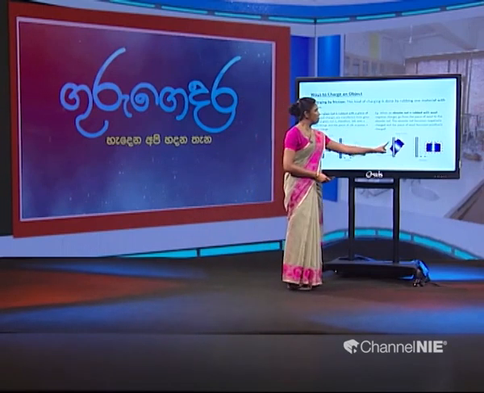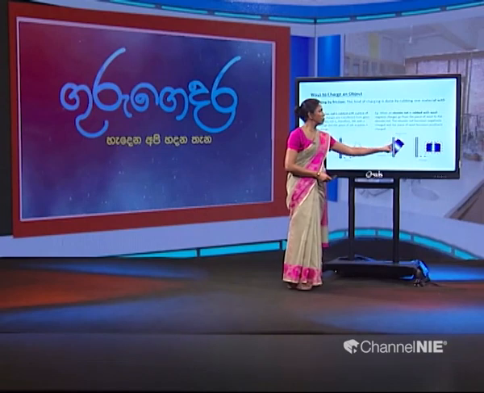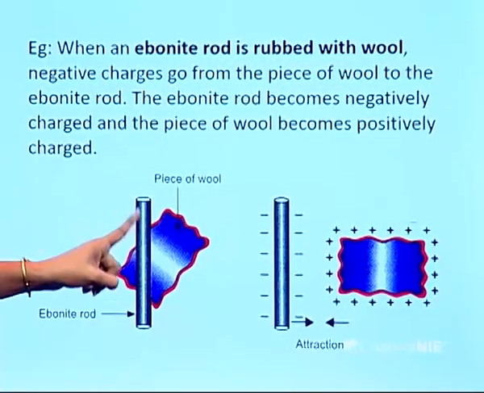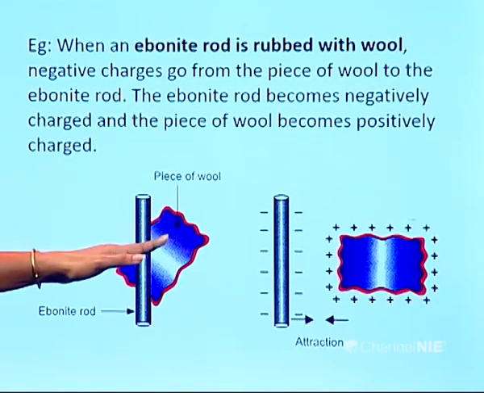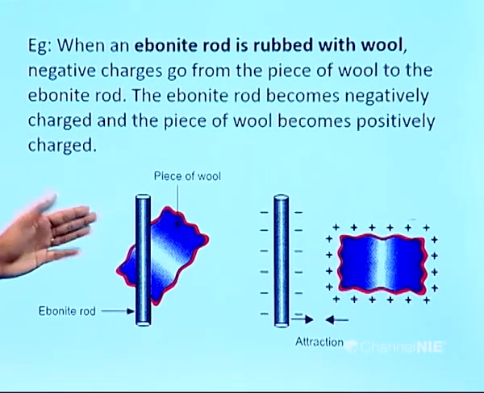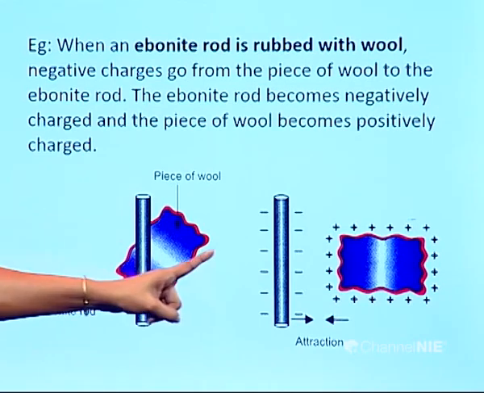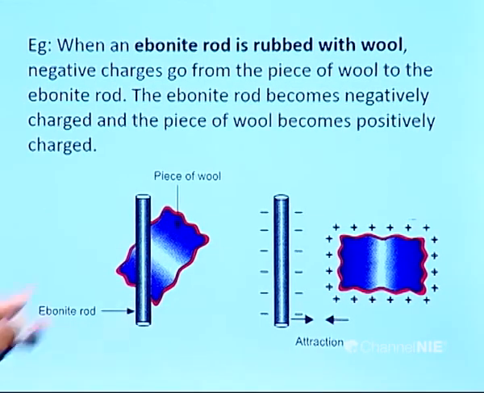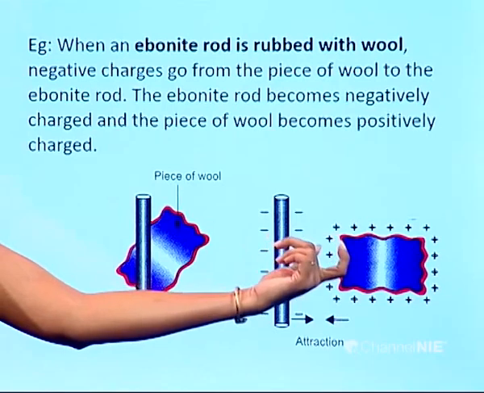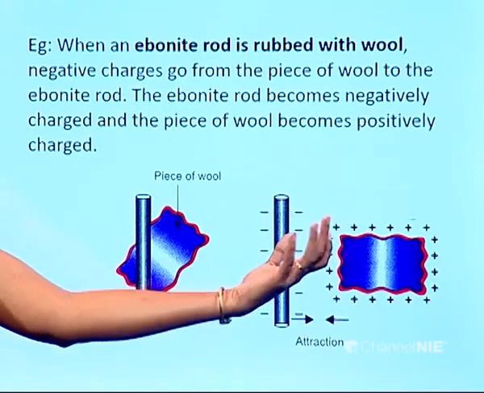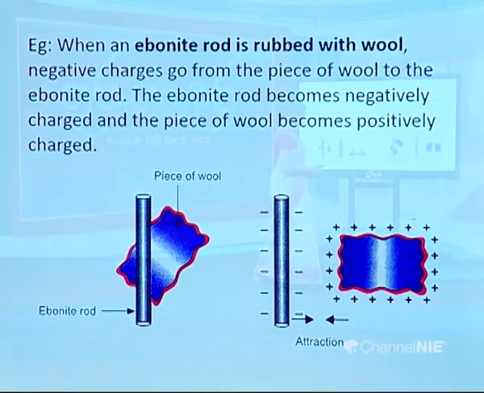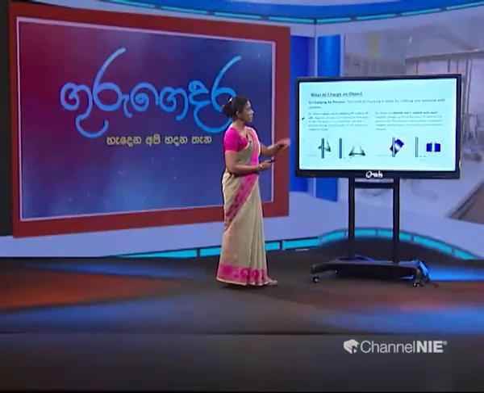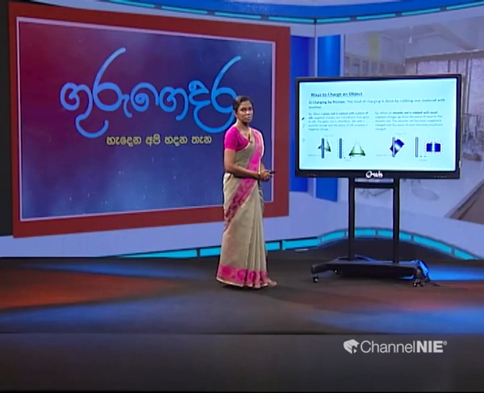A similar example is where we rub ebonite with a piece of woolen cloth. Originally, both ebonite and the piece of woolen cloth are neutral bodies, but when they rub against each other, electrons in the woolen cloth get transferred to the ebonite rod, which gives an excess negative charge to the ebonite rod. So, it is a negatively charged body. The woolen cloth has a lack of electrons now, so it is similar to an excessively charged positive body. So, that is the first method of charging. This is by rubbing, this is by using friction.